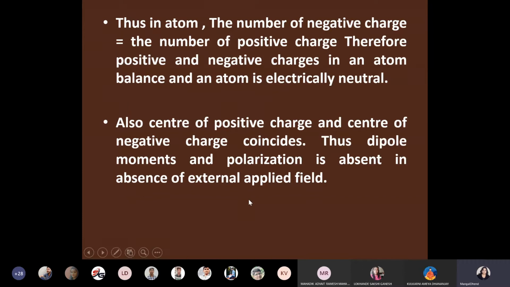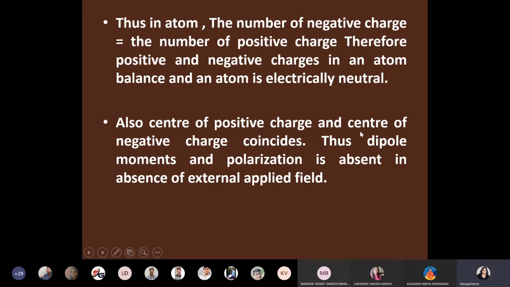And to create the dipole moments, there should be a splitting of the positive charge of the nucleus and the negative charge of the revolving electrons of the atom. Then the charge centers will be displaced by some distance d. It will constitute a dipole moment, and polarization will be the number of dipole moments per unit volume. So if you want polarization in dielectric material, a number of dipole moments have to be created, and then you see how many dipole moments are created divided by volume. That will give you the polarization.